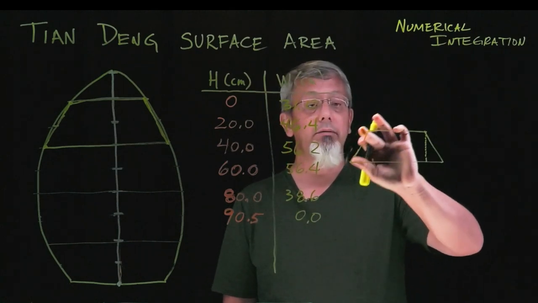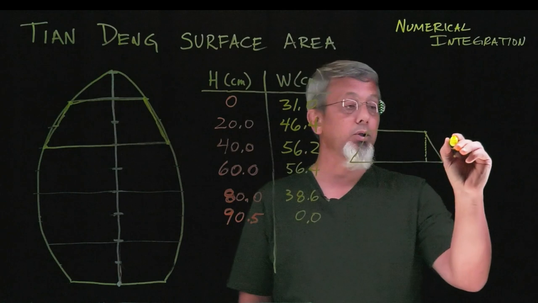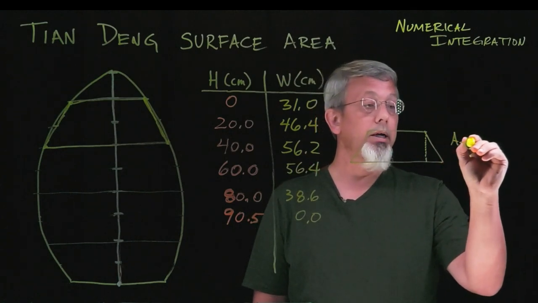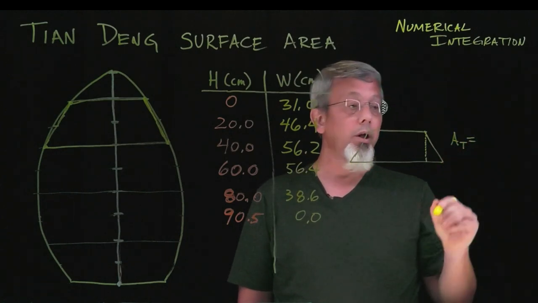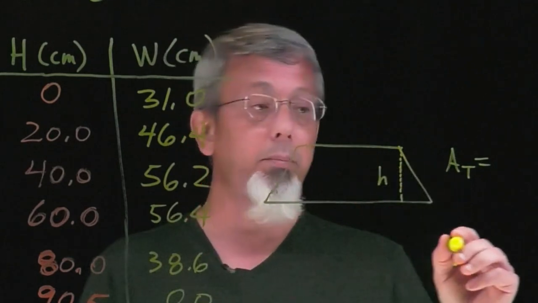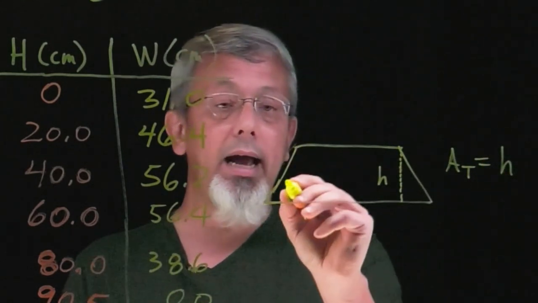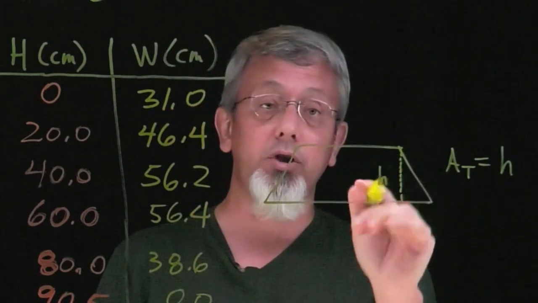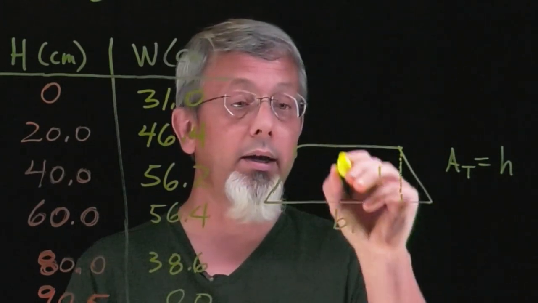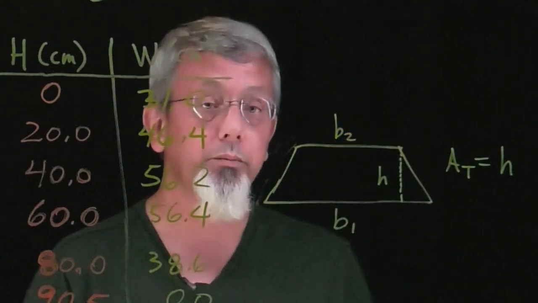Well, officially, the formula for the area of a trapezoid is going to be equal to the height. We are going to have some perpendicular height here. There's a height there. And then we're going to have some combination of the two bases. Let's call this base 1 and call this base 2.